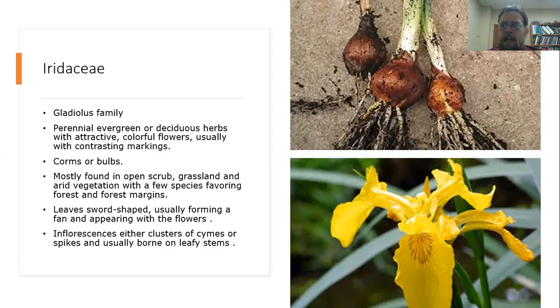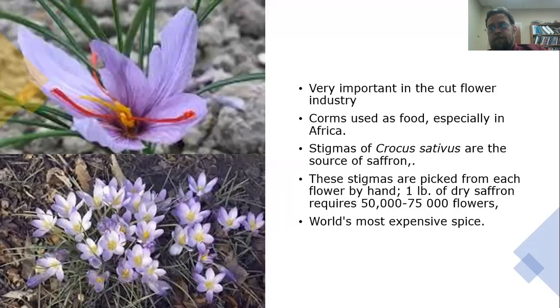Natively, we tend to find these out in grasslands, though there are some that we'll see in forest margins. Leaves tend to be sword shaped. Sometimes they form fans, and they tend to show up when the flowers are showing up. And of course, really distinctive flowers. And we're very familiar with the irises down here in South Mississippi because, of course, the Louisiana iris grows very well here and is a plant that we can put in to tolerate wet conditions.